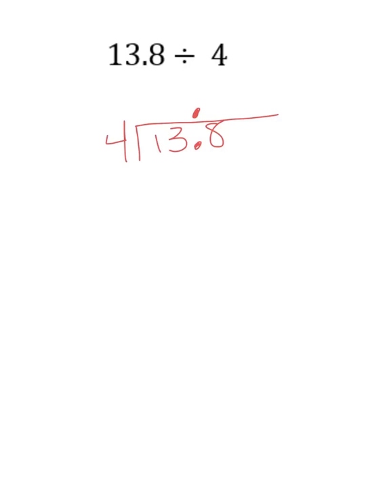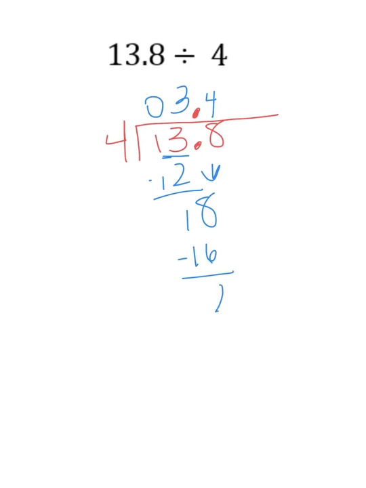So 4 goes into 1, 0 times. So then I go to 13. 4 goes into 13 3 times, because 3 times 4 is 12. Subtract that. I'm going to get my 1 left over. Now I can bring down this 8. 4 goes into 18 4 times. 4 times 4 is 16. I'm going to subtract that and I get 2 left over.